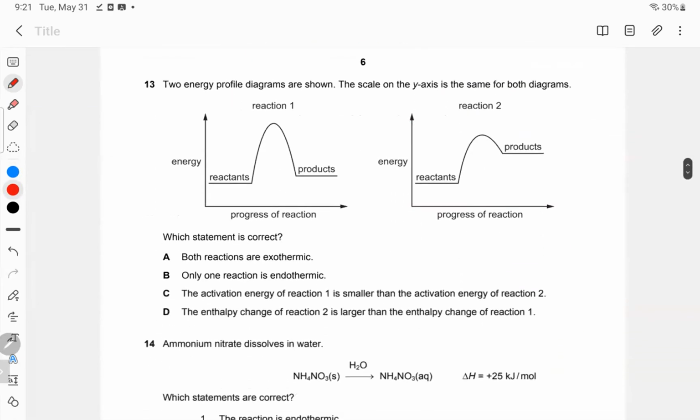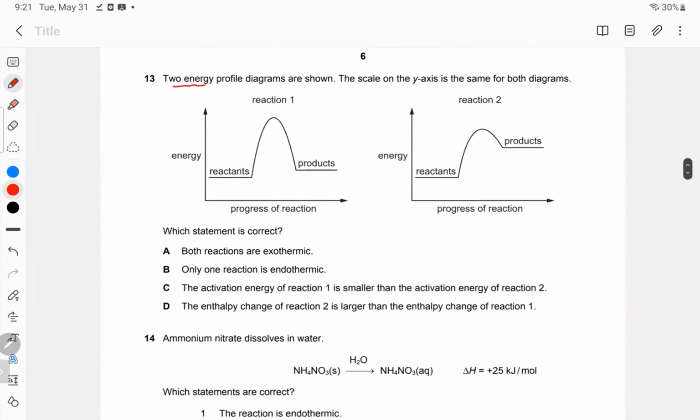Okay, now question number 13. Two energy profile diagrams are shown. The scale on the y-axis is the same for both the diagrams. Which statement is correct? Both reactions are exothermic. If you see, the reactants are lower than the products, which means both are endothermic. So A goes wrong because they are not exothermic, they are endothermic. Is this understood by everyone? Yes sir, understood.